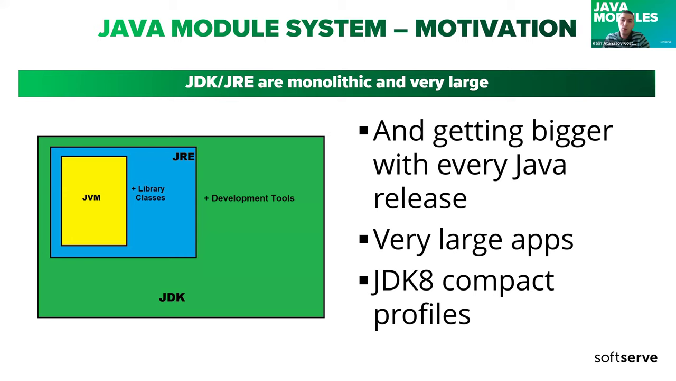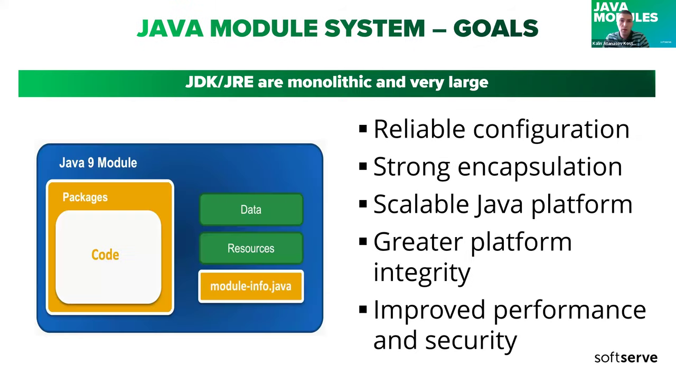From IoT to cloud to microservices, we always want the runtime image to be as small as possible. JDK 8 began to address this problem with its three compact profiles of the Java runtime environment. This was actually a pretty good start back in the day, but we need something better for our applications.